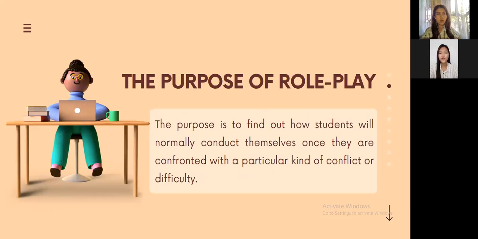Purpose of role play. The purpose is to find out how students will normally conduct themselves once they are confronted with a particular kind of conflict or difficulty.